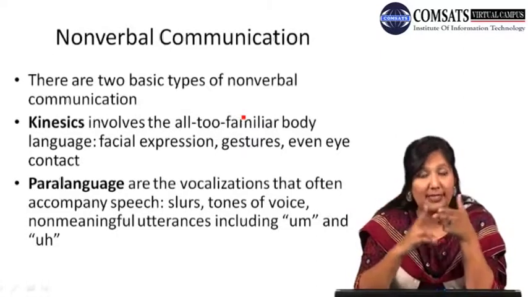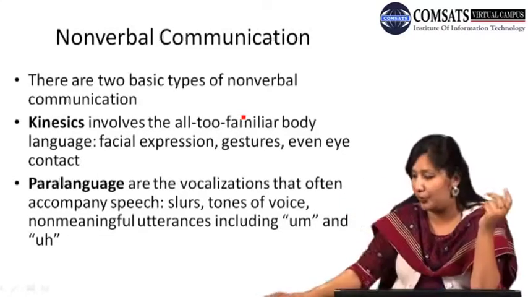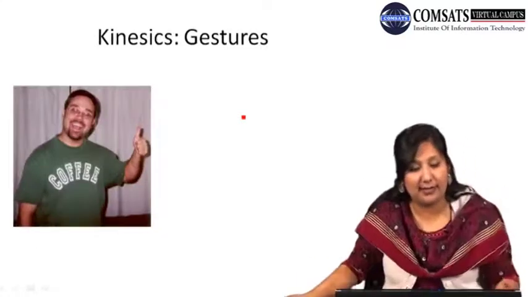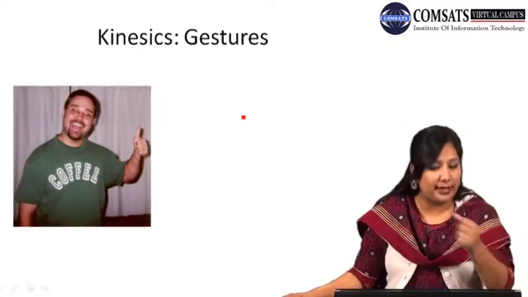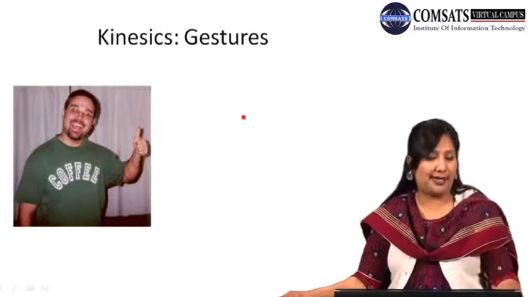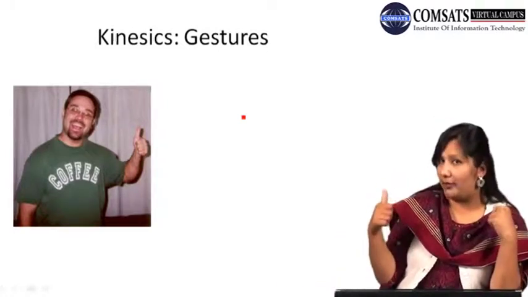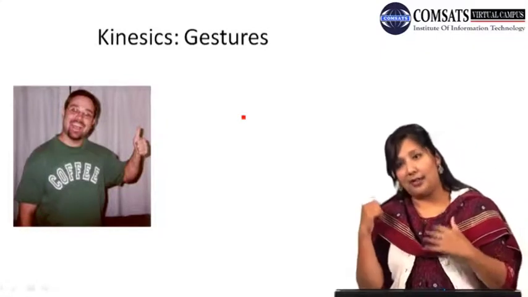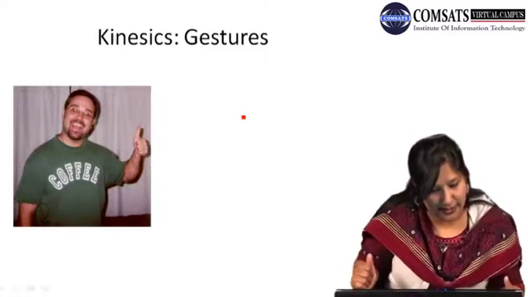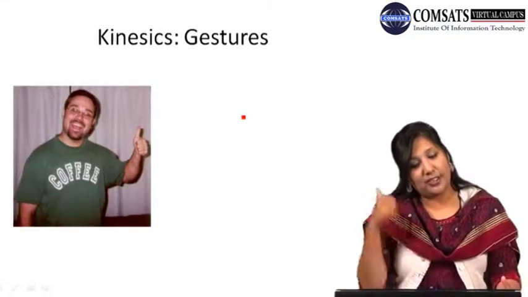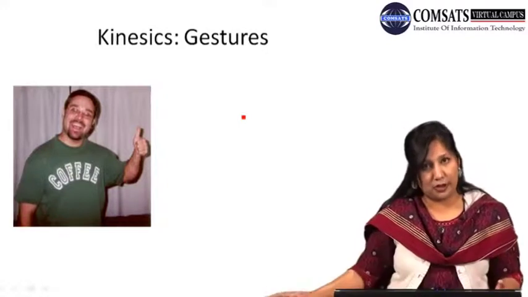Nonverbal communication is divided into two main things. The first one is kinesics, the other one is paralanguage. Kinesics is about gestures, about hints. Look at the picture and tell me what gesture this is. It's about victory, or perhaps about congratulations. Look at the picture, what is that person saying? This person is perhaps wishing good luck to somebody else. Well, we look at the picture.